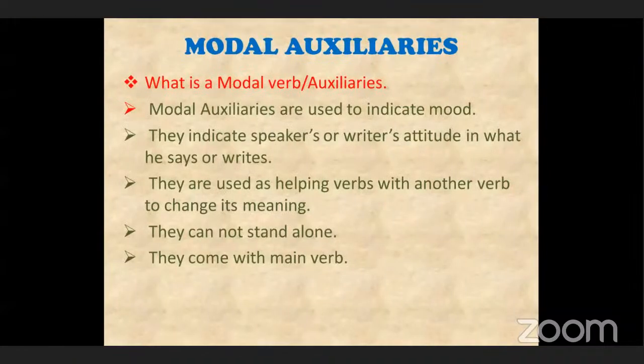So today's topic is modal auxiliaries. First, we are going to see what is a modal verb or modal auxiliary. See the points we will discuss over here. What is meant by modal auxiliaries?